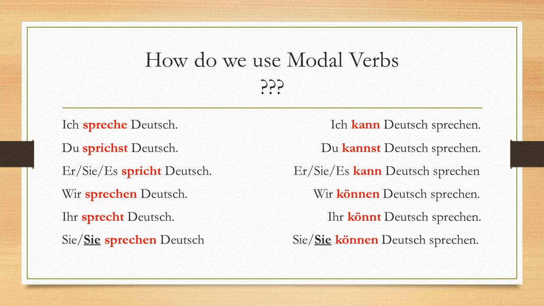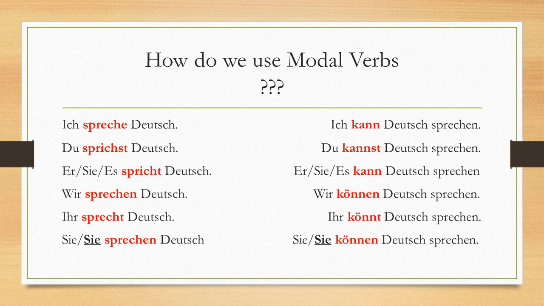Du sprichst Deutsch, er spricht Deutsch. Wir sprechen Deutsch, ihr sprecht Deutsch, and Sie, Höflichkeitsform, Respektform, sprechen Deutsch. On the right side, what you see, we haven't touched sprechen, we haven't changed sprechen. Indeed, what we have changed here is the modal verb. Why? Because I have explained this in the previous slide.